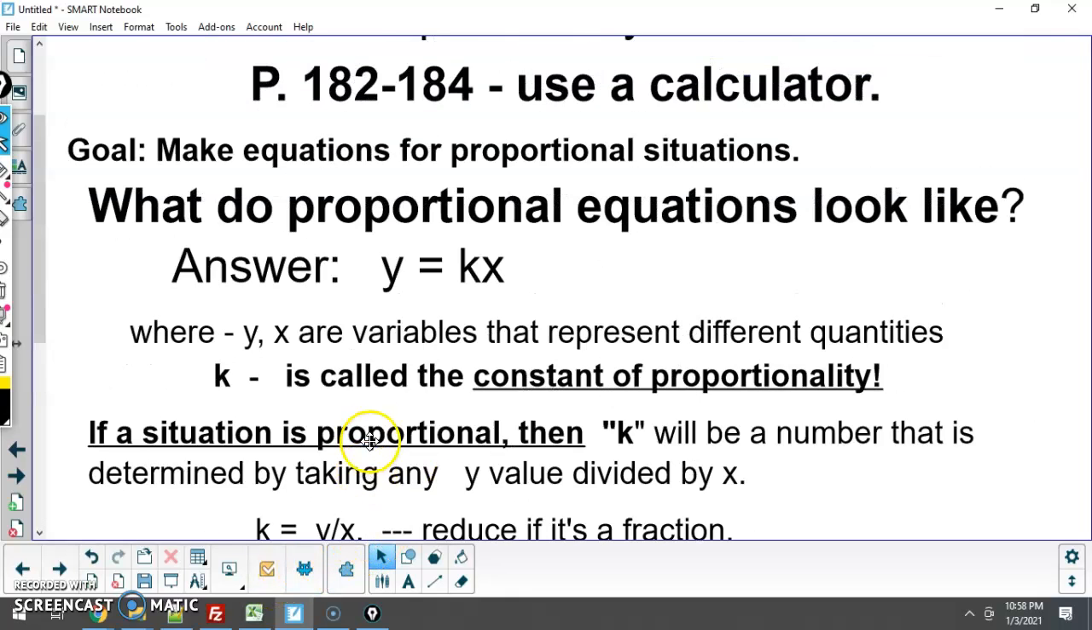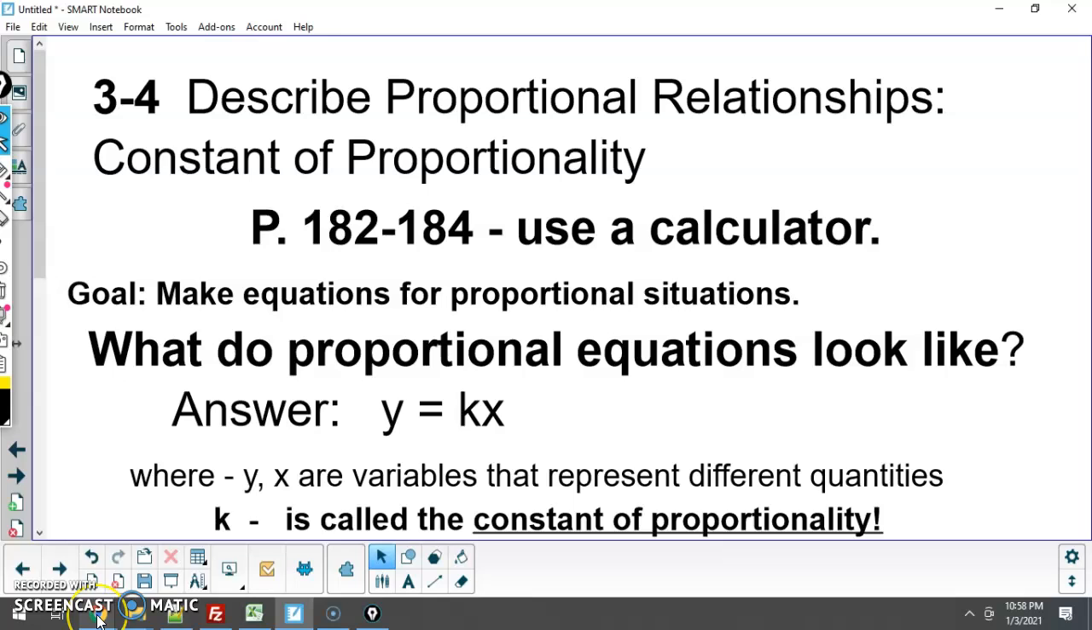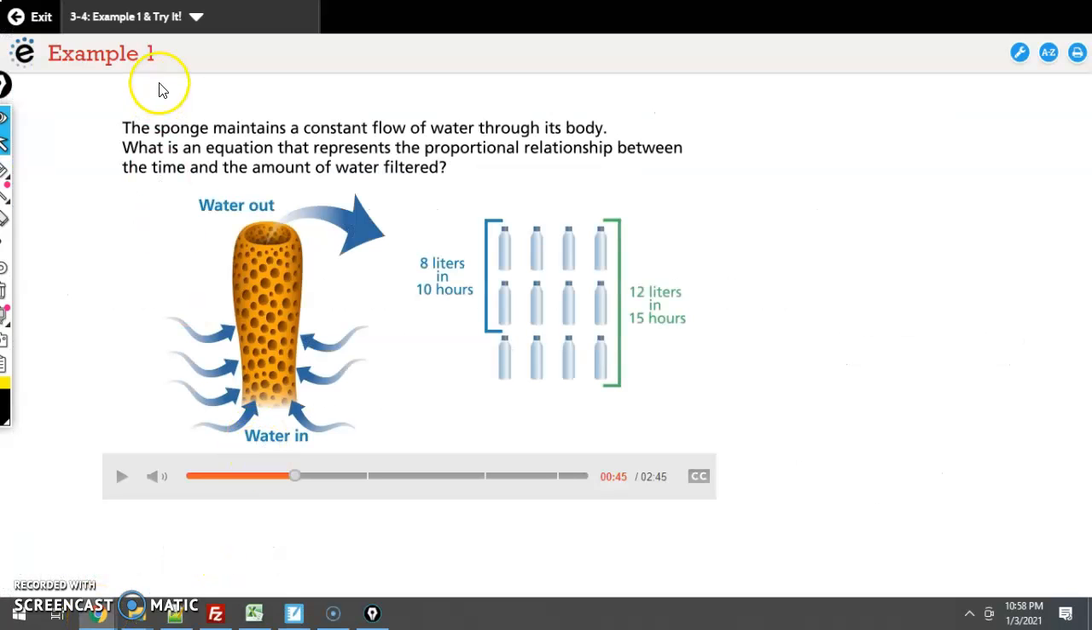So let's look at the problems on page 182 here, and let me pull it up. You should see example 1 dealing with a sponge. The sponge has a constant flow of water through its body. We are writing an equation that represents the proportional relationship between the time and the amount of water filtered. In a proportional relationship, time is almost always your x variable, and whatever else, the amount of water, here it's liters, is going to be the y variable. So let me play the video here.